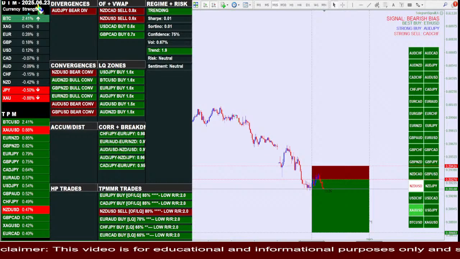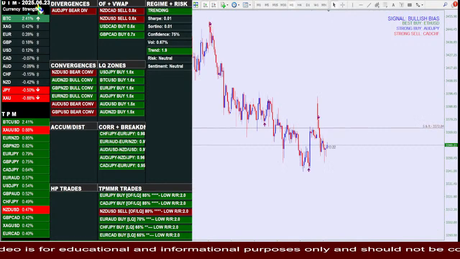Then another one we should look at is Euro JPY.